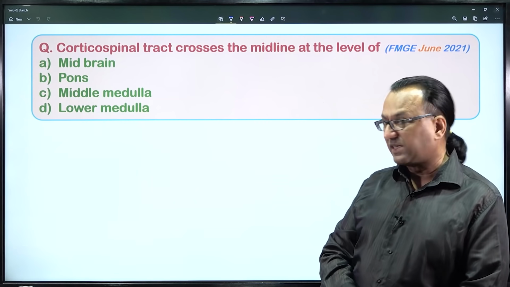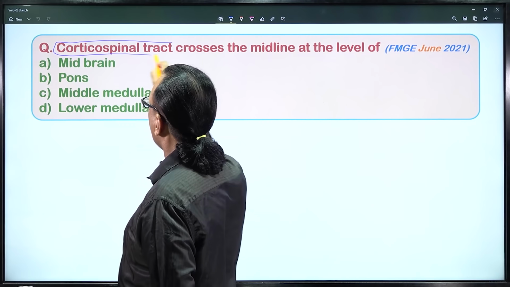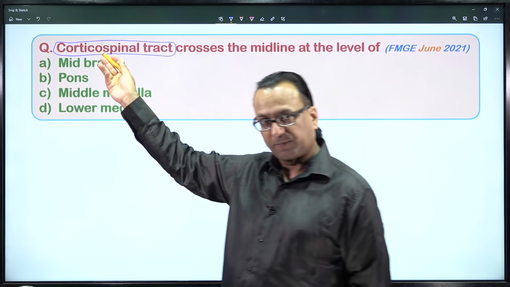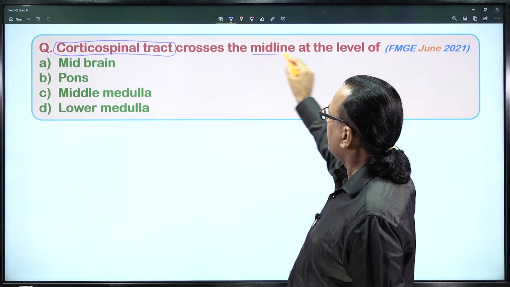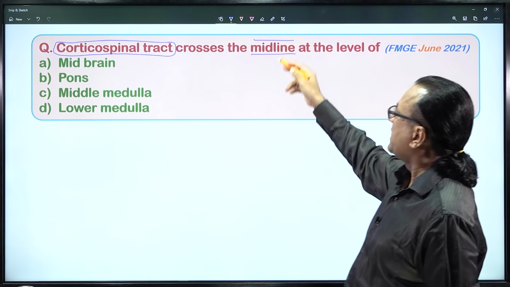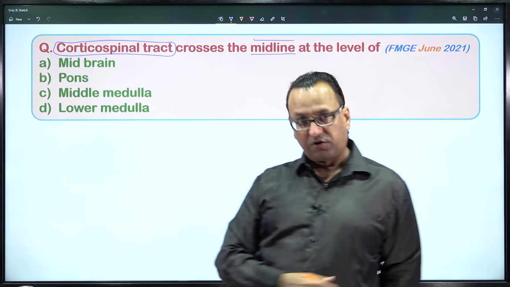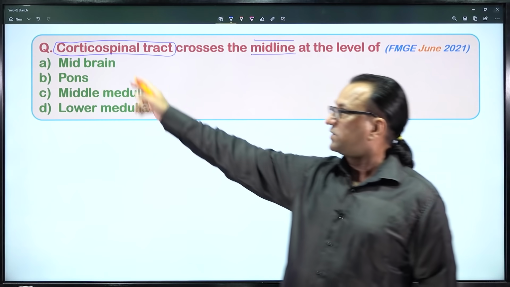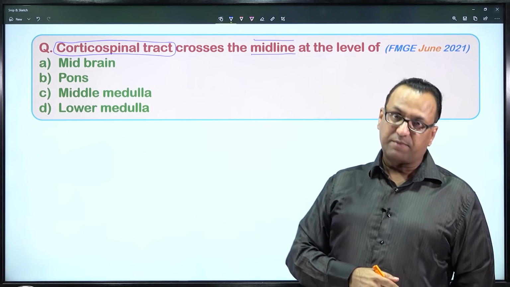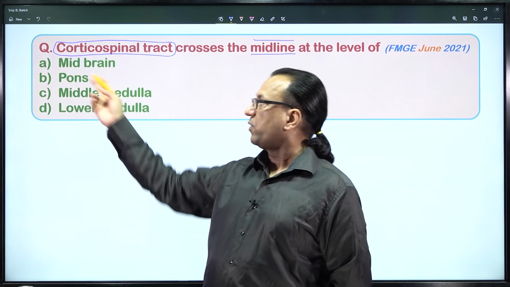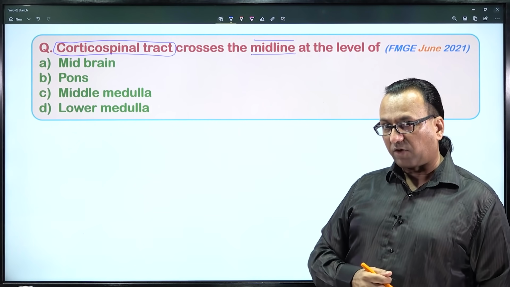This question is asking us about the corticospinal tract, which is coming from the cerebral cortex towards the spinal cord, as the name suggests. Where is it crossing the midline? It is also called the pyramidal decussation because it is a component of the pyramidal tract. Now, before we mark the answer here, we understand these are the components of the brain stem. The brain stem has the midbrain, pons, and the medulla oblongata. So let us look at a diagram and then we can come back to our question.